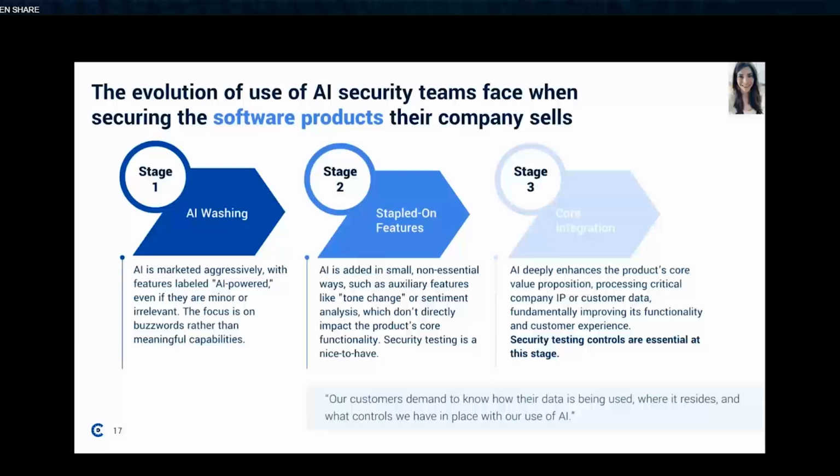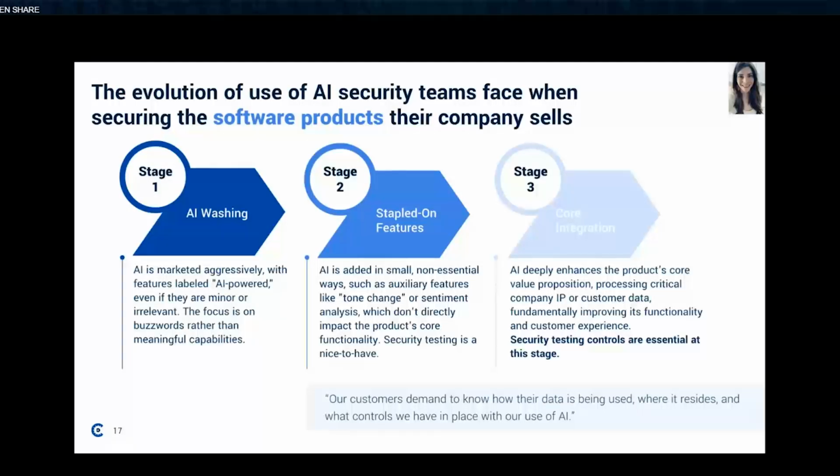Like when we have AI washing, you're not doing anything different from a security perspective, because frankly, the product's not different. When we're talking about stage 2, this is a stapled on feature. It's not really processing anything that critical. Maybe you do want some initial security controls on that stage 2, but it's not as important, because again, it's not processing anything that's super relevant. And if you have to turn it on because a customer objects, it's not going to destroy the application.